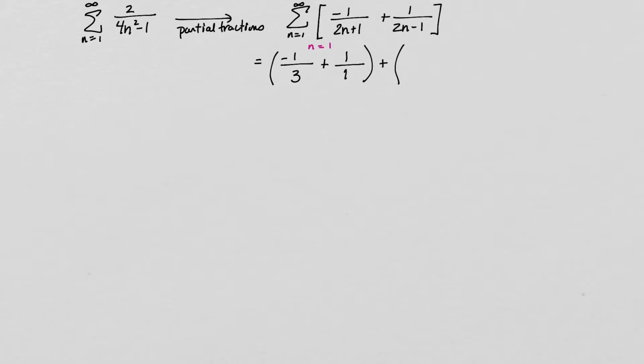Plus, if I plug in n equals 2, I'm going to have negative 1 over 2 times 2, which is 4, plus 1 is 5. Plus, if I plug in 2 into the second one, we have 2 times 2 is 4, minus 1 is 3, so plus 1/3. This is the n equals 2 term. And we'll do one more here. If we do n equals 3, I get negative 1 over 6 plus 1 is 7, plus 1 over 2 times 3 is 6 minus 1 is 5. Plus, and we keep going, right?